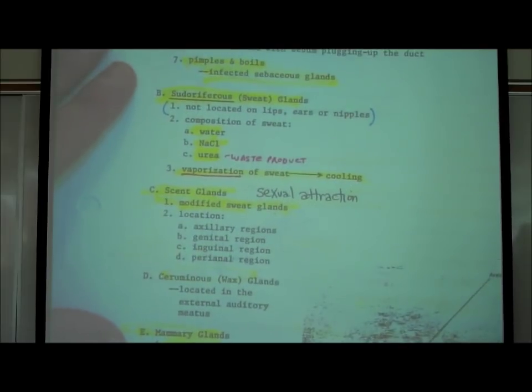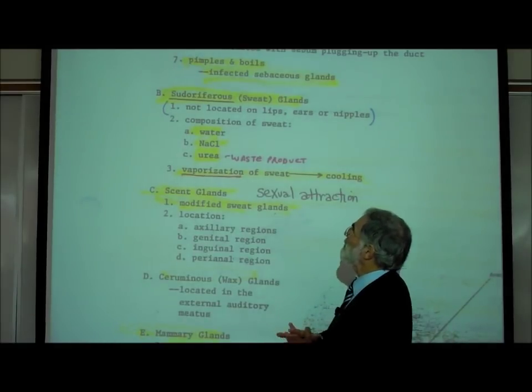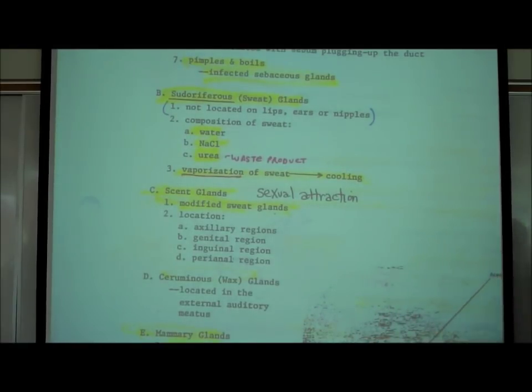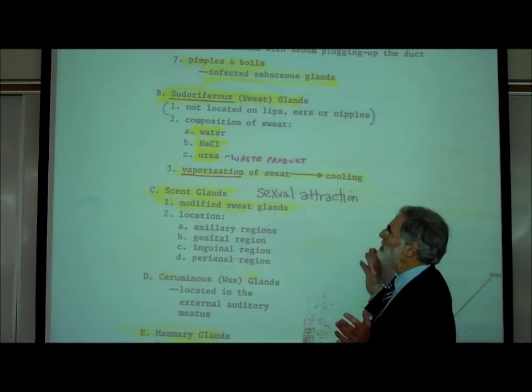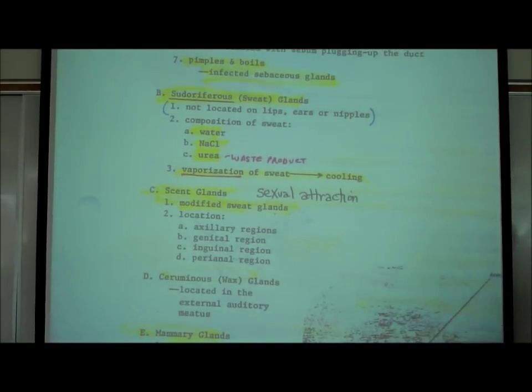Okay, the sudoriferous glands are sweat glands. That's the scientific name for sweat, just sudoriferous. Don't worry, I don't know why I wrote that we don't have sweat glands on our lips, ears, or nipples. I won't test you on that. Sweat is mostly water and salt, NaCl, sodium chloride. It also has a little bit of a waste product called urea in sweat.